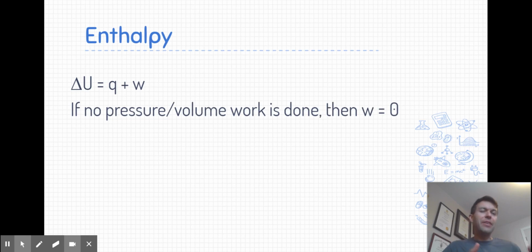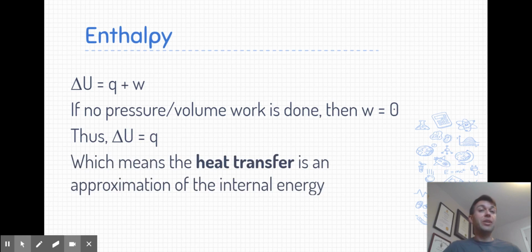Now, this is a fairly easy thing to do because in most chemical reactions that we will be studying, there is no meaningful pressure volume work. Hence, the W value is equal to 0. In this case, the change in internal energy is approximated by the heat transfer. The reason why this simplification is important is because measuring a heat transfer is a fairly simple thing to do in many chemical reactions. We talked about it already when we discussed calorimetry.